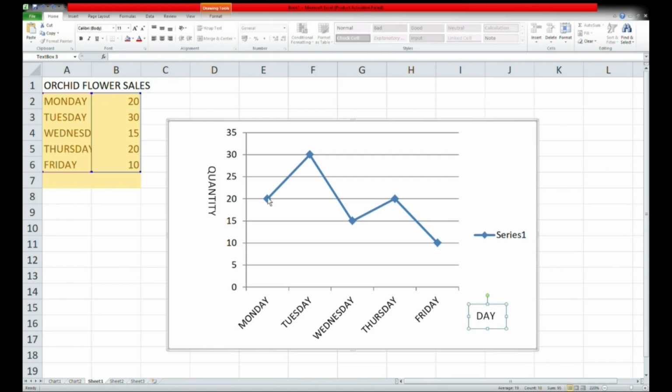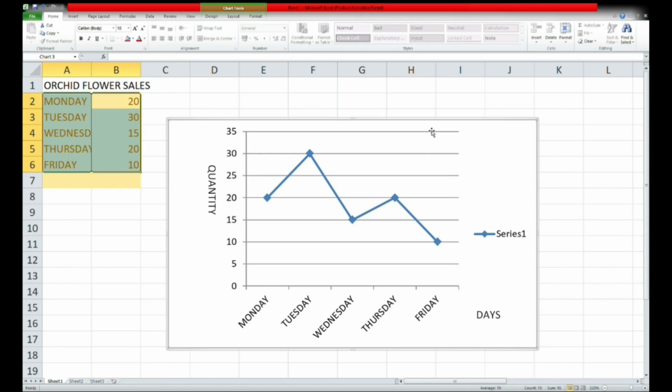Monday with a quantity of 20, Tuesday with a quantity of 30, Wednesday 15, Thursday 20, and Friday with a quantity of 10. So that's all for the presentation of data for broken line graph.